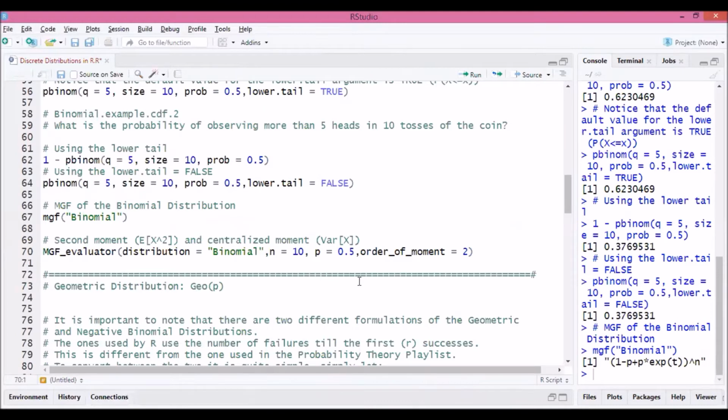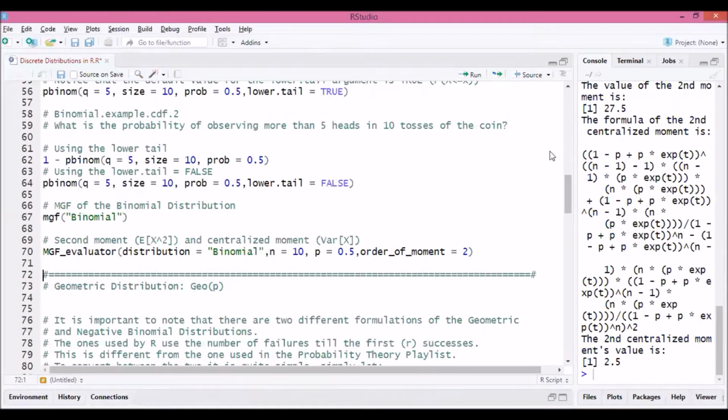Over here, the moment generating function package also has a function called MGF evaluator. This function is very helpful to evaluate the moments of a specific distribution. So let's find the second moment and the second centralized moment for the binomial distribution, with number of trials being 10 and the success probability being 1/2. Note that the second moment is the expected value of x squared. The second centralized moment is the same as the variance of x.